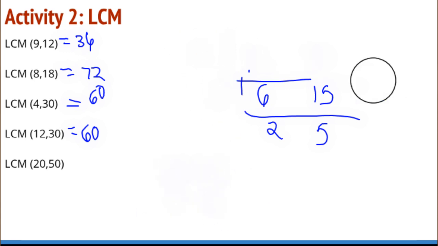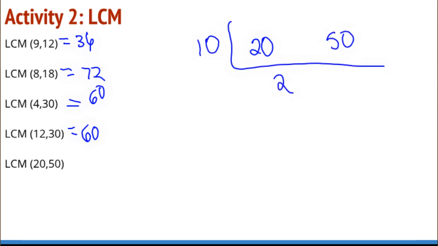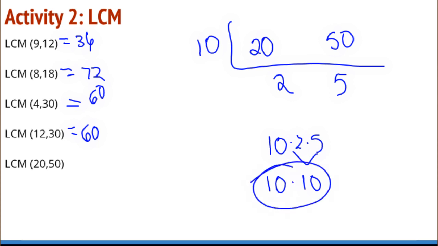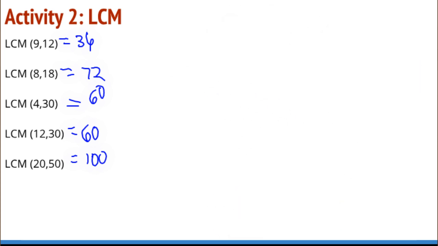And then we've got 20 and 50. I can divide both of these by 10. And I've got 10 times 2 times 5. 2 times 5 is 10, and 10 times 10 is 100. With each of these, I certainly could have listed multiples and then found items on the list that are the same. However, I find that for finding a least common multiple, the upside down cake seems to work really well.